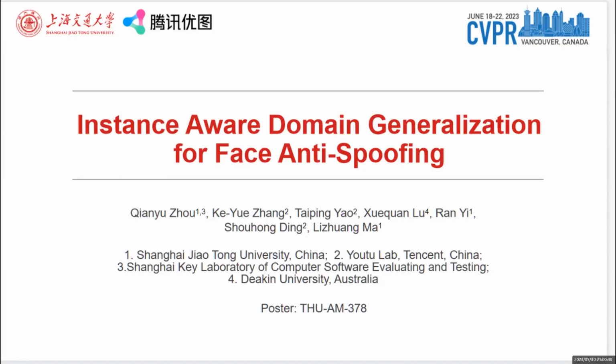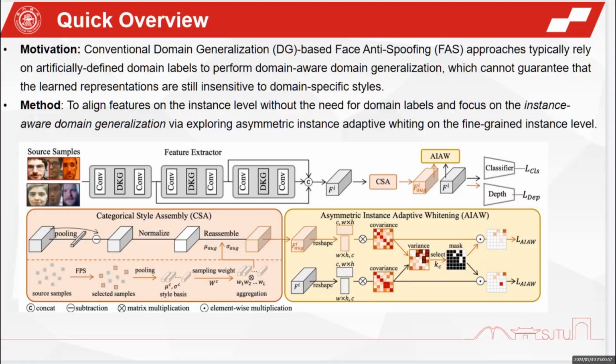Today, I'm going to talk about the paper, Instance-Aware Domain Generalization for Face Anti-Spoofing, which is accepted to CVPR 2023. This is a quick overview of our paper. Considering that domain generalization-based face anti-spoofing approaches typically rely on artificially defined domain labels to perform the domain-aware generalization, which cannot guarantee that the learned representations are still insensitive to domain-specific styles. Thus, we aim to align features on the instance level without the need for domain labels, and focus on the instance-aware domain generalization. We are exploring asymmetric instance adaptive whitening on the fine-grained instance level.